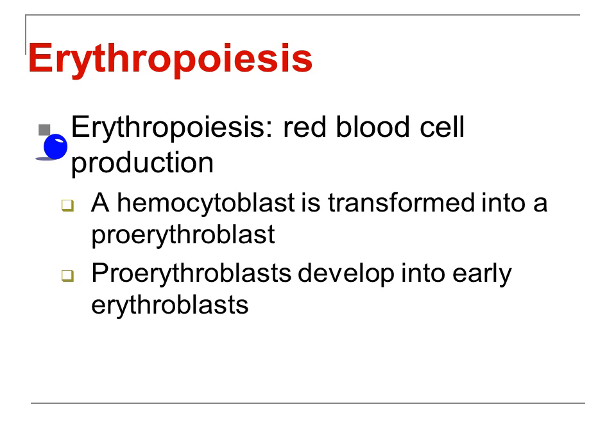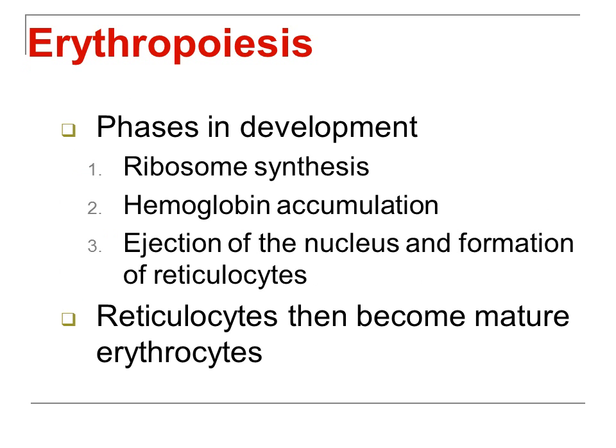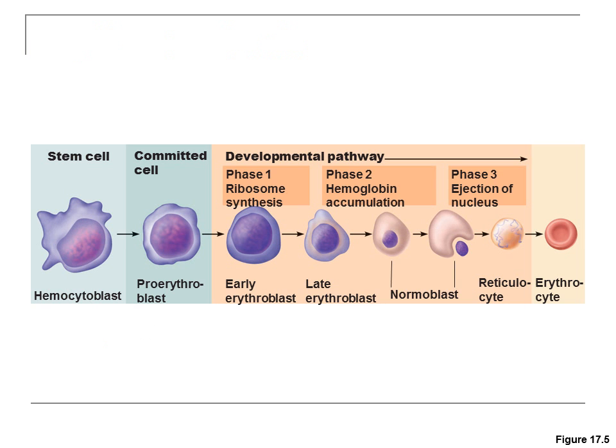During erythropoiesis, the hemocytoblast is transformed into a pro-erythroblast. This hemocytoblast is a stem cell originating from a myeloid stem cell, from the pluripotent stem cell, and the pro-erythroblast will then develop into an erythroblast. The phases in development of a red blood cell are ribosome synthesis, hemoglobin accumulation, ejection of the nucleus and formation of reticulocytes, and these reticulocytes then become mature erythrocytes.